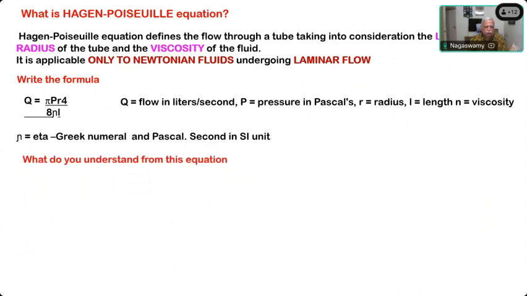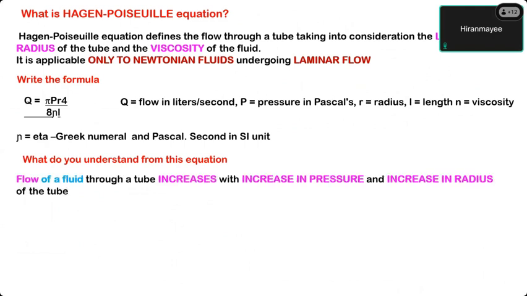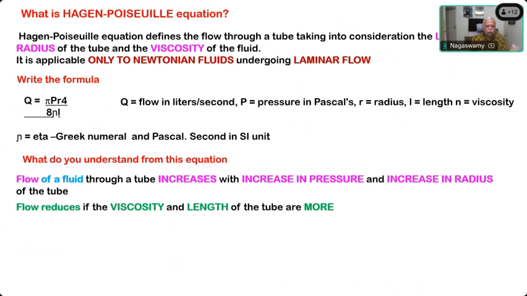So what do you understand from this equation? Increasing the radius can have an impact up to a maximum of 4 times. Very good. So flow of the fluid through a tube increases with increase in pressure and increase in radius of the tube. Okay, these are the two. So flow reduces if the viscosity and the length of the tube are more. So inverse happens.